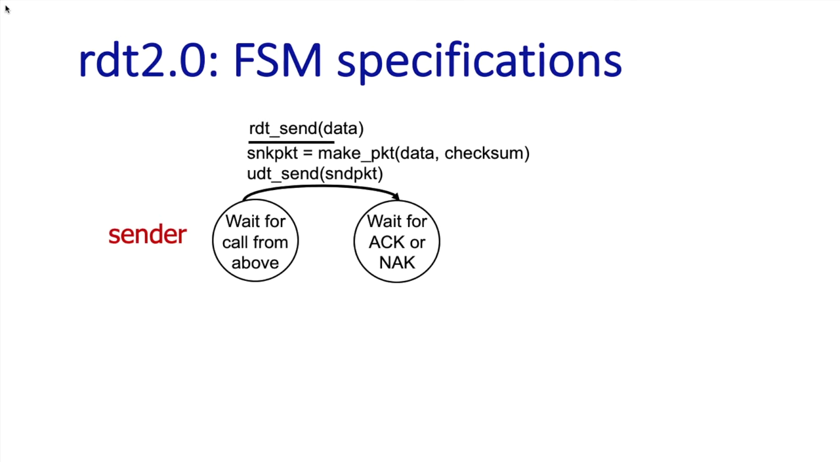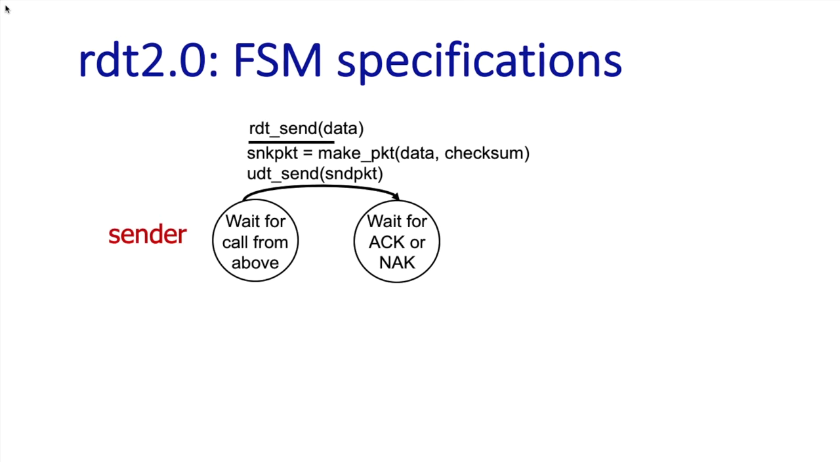Now let's take a look at RDT 2.0 in operation for the case that a packet from sender to receiver is actually corrupted. The sender and receiver again start in their start states. The first action again is that RDT send is called at the sender side. Data is passed down, a packet is made, and that packet is then sent to the receiver. The sender then transitions to the wait for ACK or NACK state.